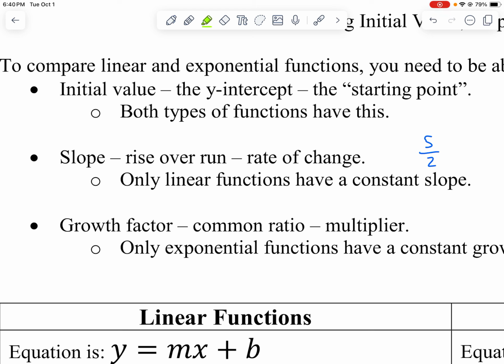Linear functions are the ones that have a constant slope. Exponential functions do not. They have what's called a growth factor. And this is just what it's timesing by. If you have 3 to the x, that means it's timesing by 3. If it's something like divide by 7, your growth factor is going to be 1/7, because when you times by 1/7, that does the same thing as divide by 7.